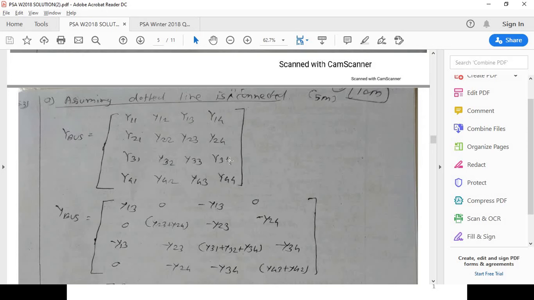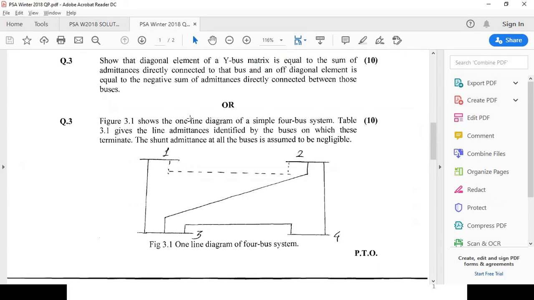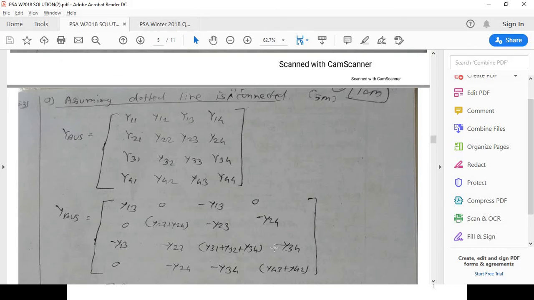And y34 is the off diagonal element. That means it is the negative sum of all the admittances which are connected between bus number 3 and 4. So between bus number 3 and 4, there is a connection. That's why it will be minus y34.